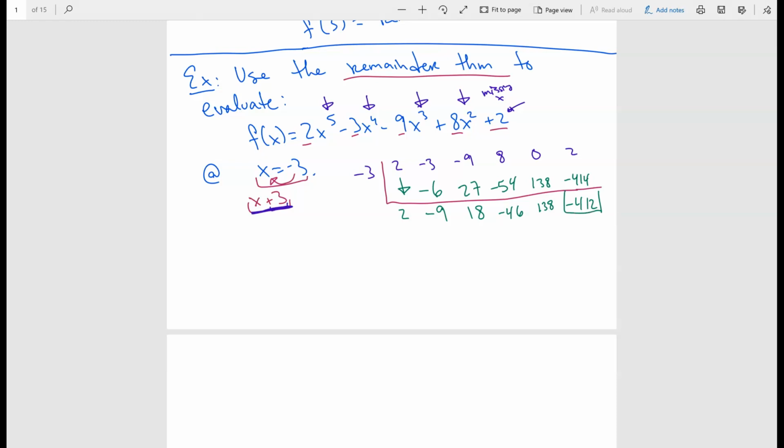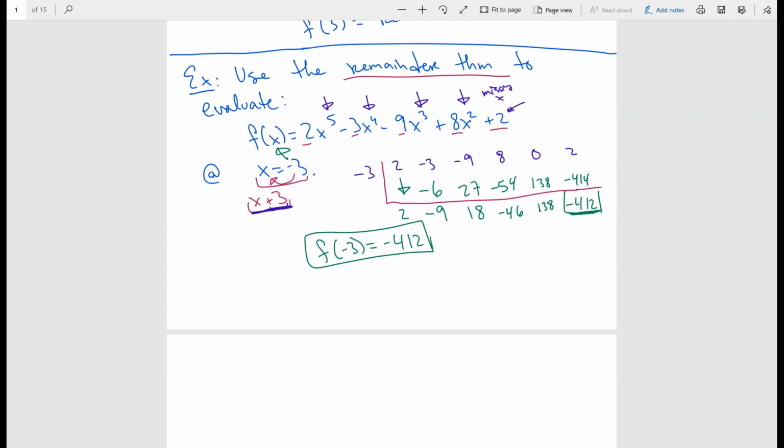Okay, so basically, if you go back to the remainder theorem, it says that whatever the remainder is, that's going to be me plugging in the -3 in there. So what this says is that f of -3 is equal to -412. And you can go ahead and check it by plugging it in there.